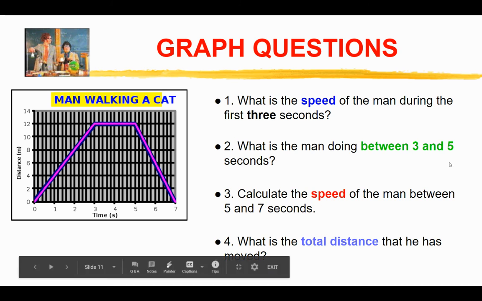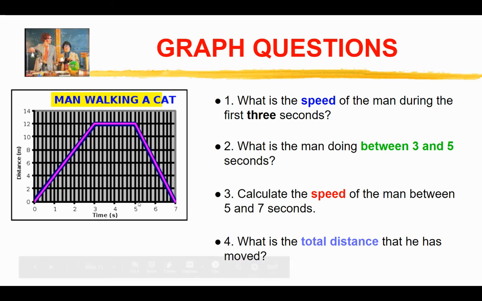Then calculate the speed of the man between 5 and 7 seconds. Well, that's only 2 seconds, isn't it? 5, 6, 7. That's only 2 seconds. And he went from 12 to 0. So what's 12 divided by 2? 6 meters per second.